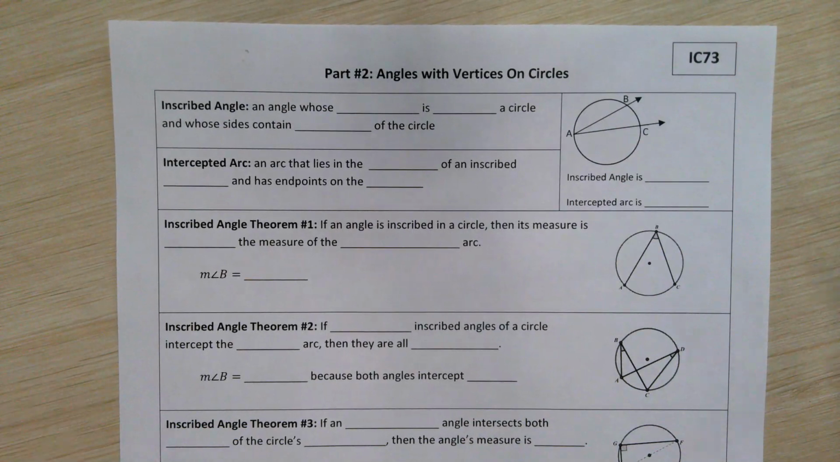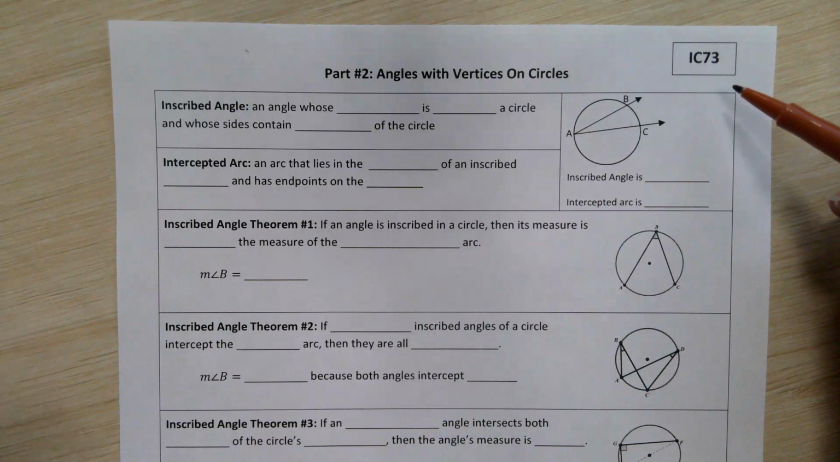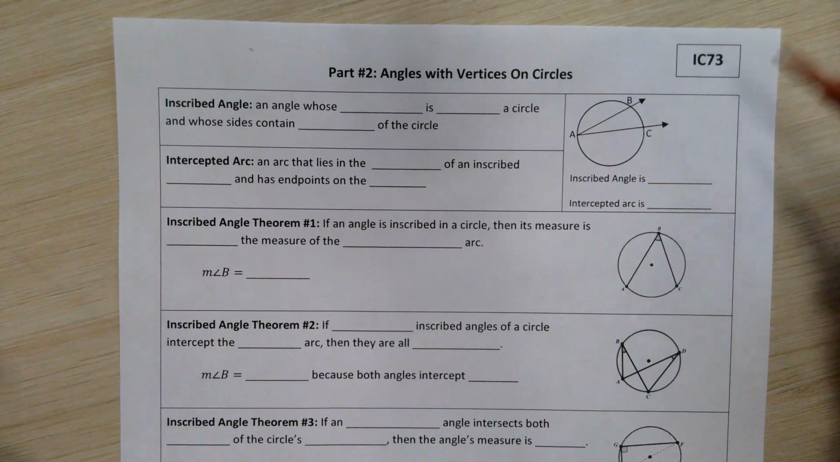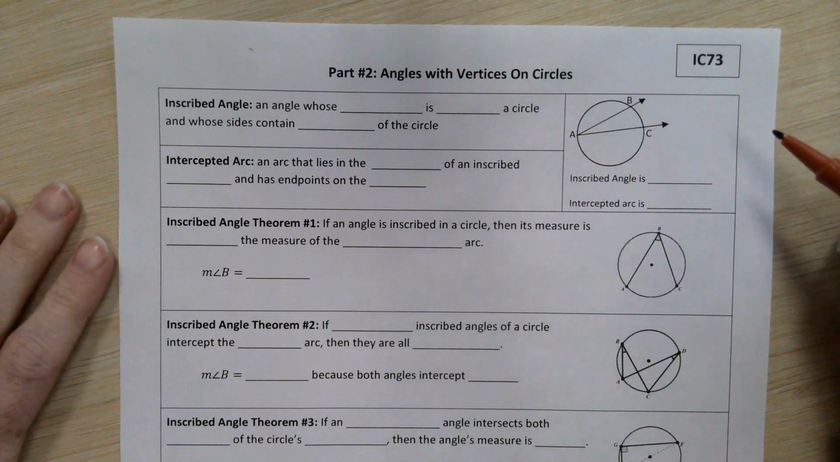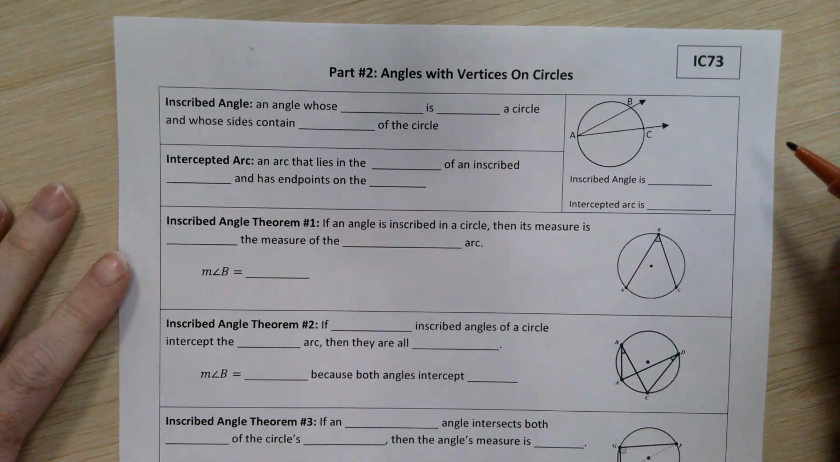For today's notes, you will need in class 73. This is part 2 of standard 17. Today we're looking at angles that have vertices on the circle. So the first of those angles is called an inscribed angle.